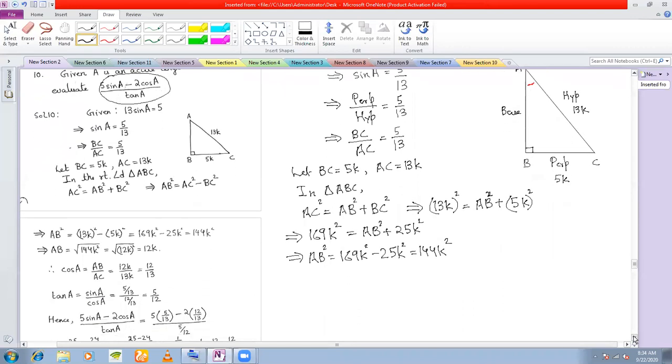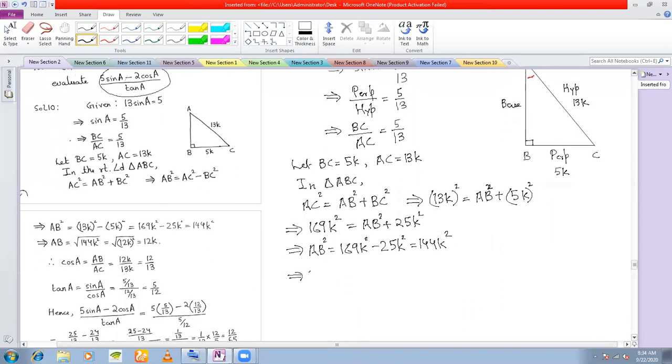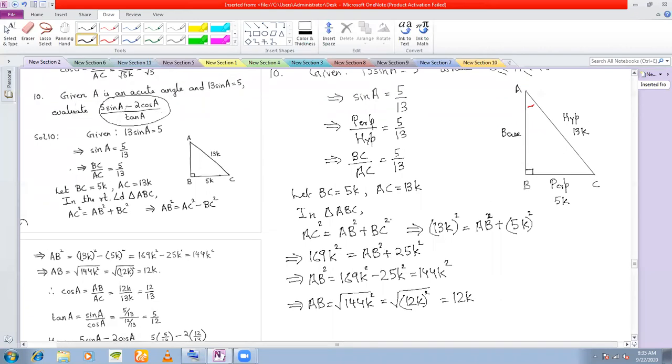Therefore, what is the length of AB? It is the square root of 144K square, which is the square root of 12K whole square, which is equal to 12K. So we have found out the unknown side. Now in the question, we need to find out the value of 5 sin A minus 2 cos A by tan A.